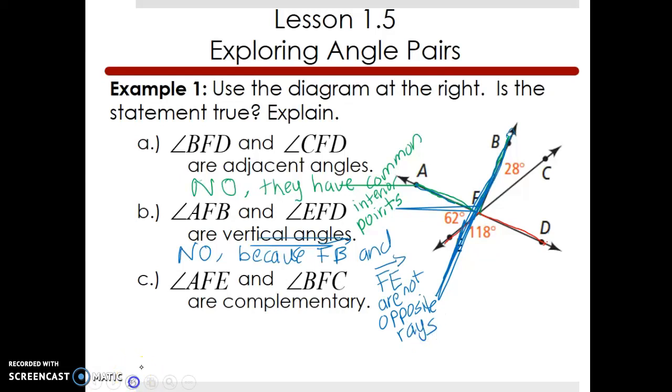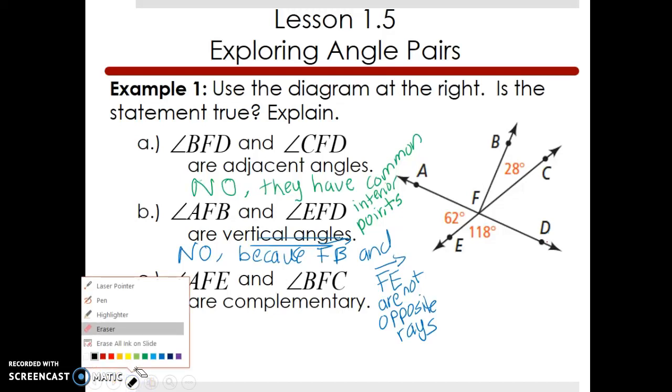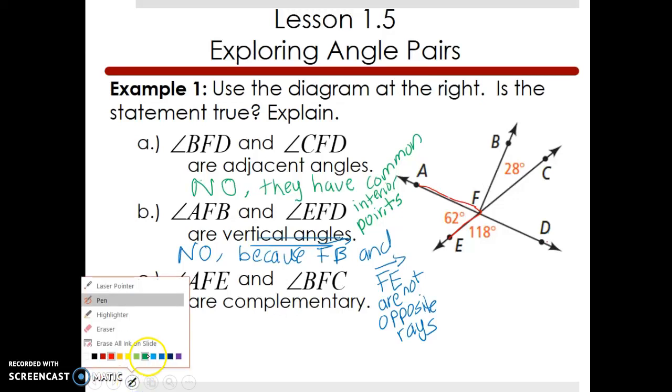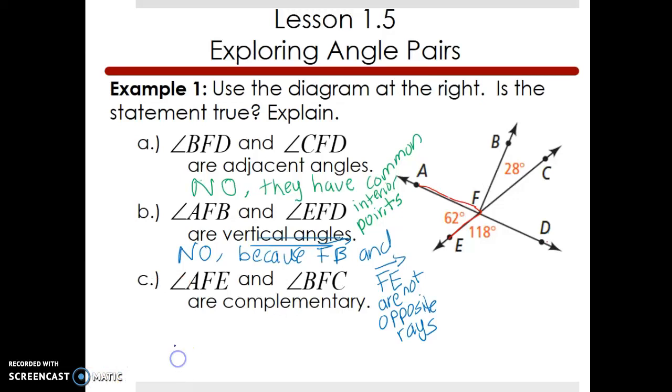Okay, I'm going to erase this again, and we're going to try the third one. The third one is AFE. So AFE is this angle right here, so it's 62 degrees. And let's go purple. And BFC.